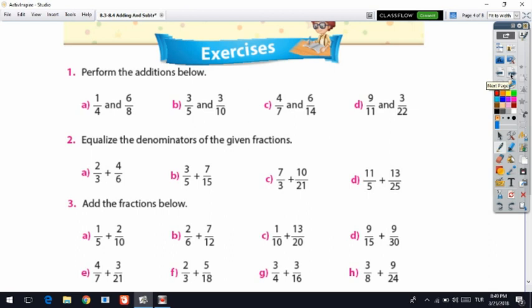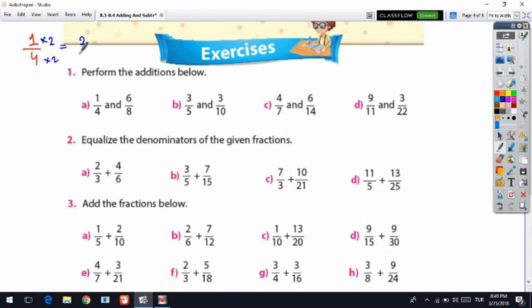Okay, perform the addition below. So first of all, we have to equalize them. How can we make them? First, we look at the 1 over 4 and 6 over 8. They have unlike denominators, so we choose the fraction which has the smallest denominator, that is 1 over 4. I write here 1 over 4. After that, we look at the bigger denominator, that is 8. How can you get 8 from 4? By 2. You write here 2, 2.